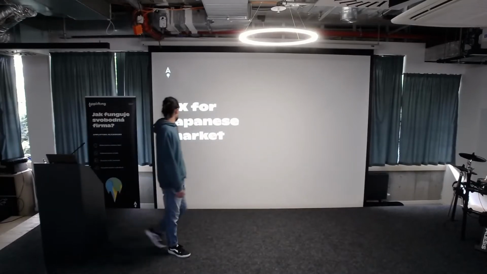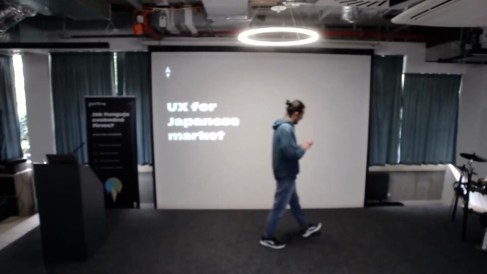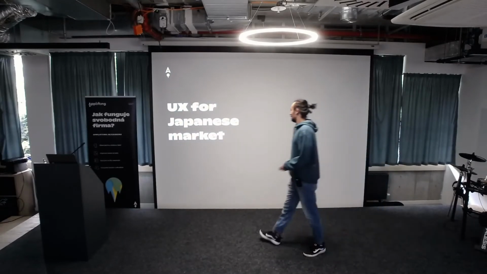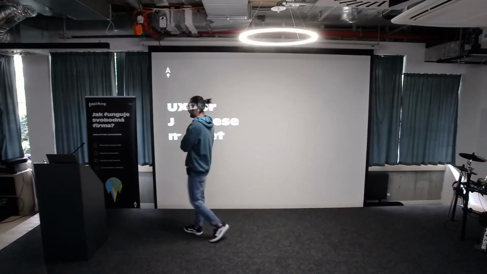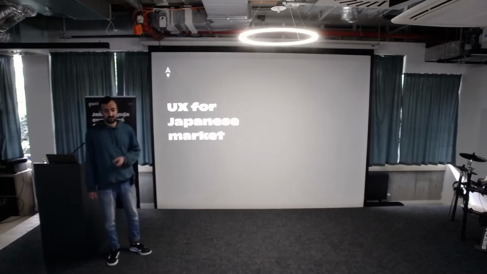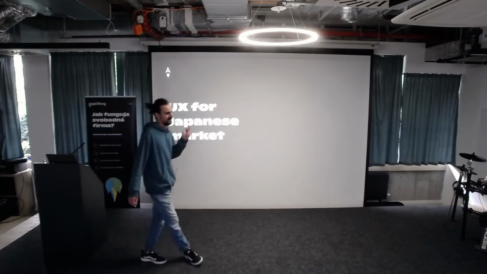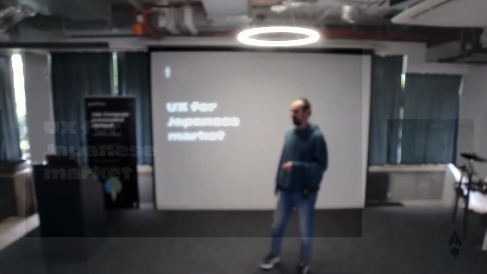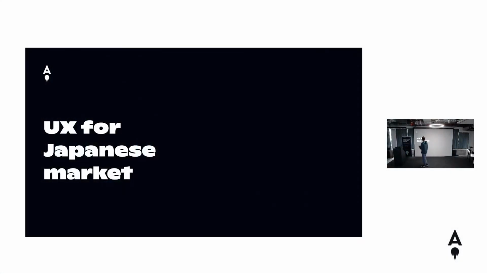UX for the Japanese market. How to start? Let's talk about the application. The application was a custom reservation system based on Shopify. So imagine something like you have a lot of rental spaces, such as Airbnb, and you would like to have a custom website.